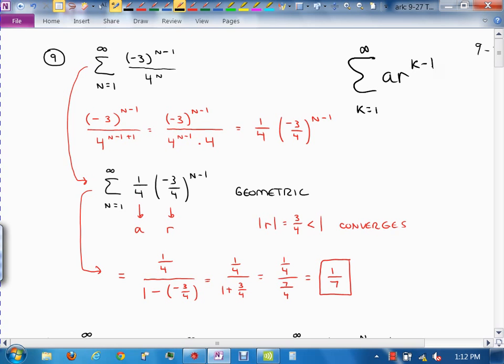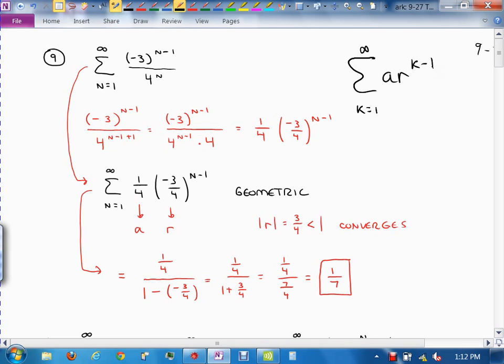Then I split that apart into 2 pieces. The 4 down here becomes a 1/4 out front. The negative 3 to the n minus 1 and the 4 to the n minus 1 become a negative 3/4 to the n minus 1. Right? Two things raised to the same power, you can create a fraction out of them. Y'all agree with that?